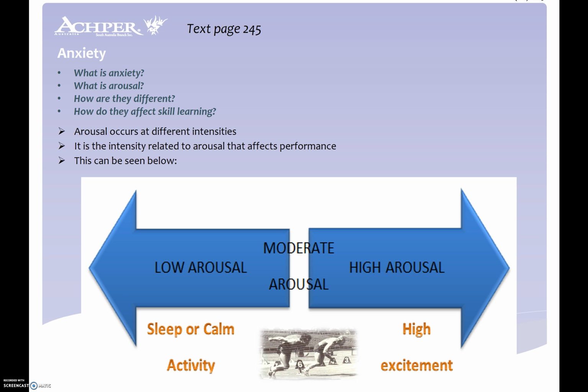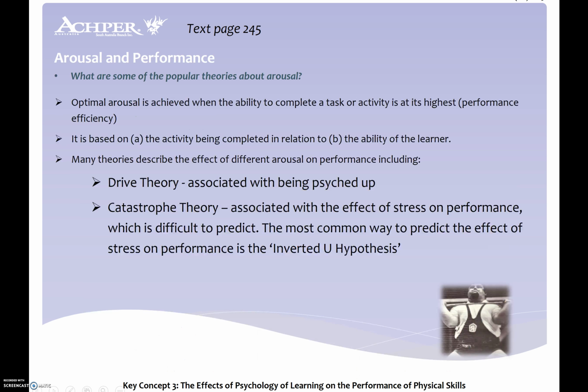Arousal occurs at different intensities. Is the intensity related to the arousal that affects performance? You can see below that low arousal is sleep or calm activity, high arousal is high excitement, and moderate arousal falls in the middle.